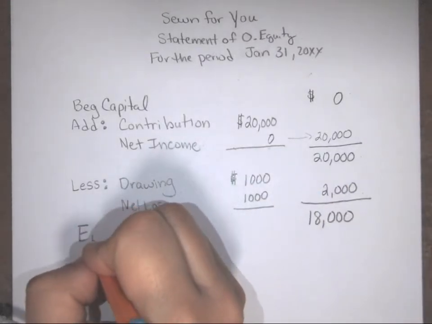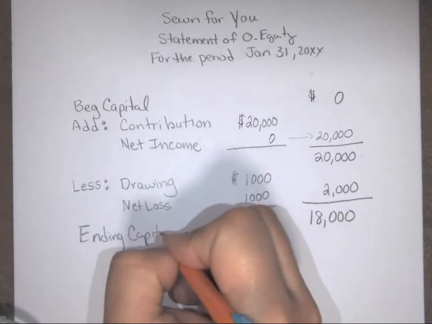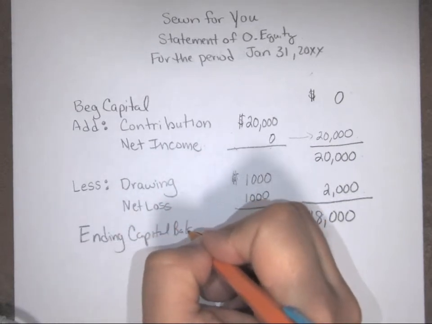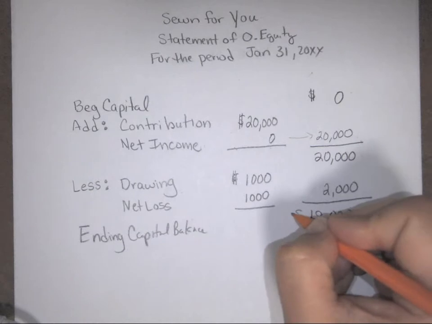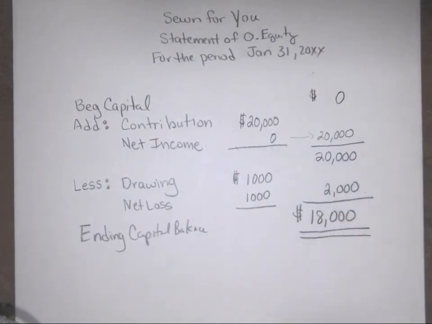This is my ending capital balance. It would have a dollar sign. It would be double underlined because I have now finished this particular statement. Again, statements, no debits, no credits. All you're looking at are columns to kind of get us where we need to be. And this is what your statement of owner's equity should look like.